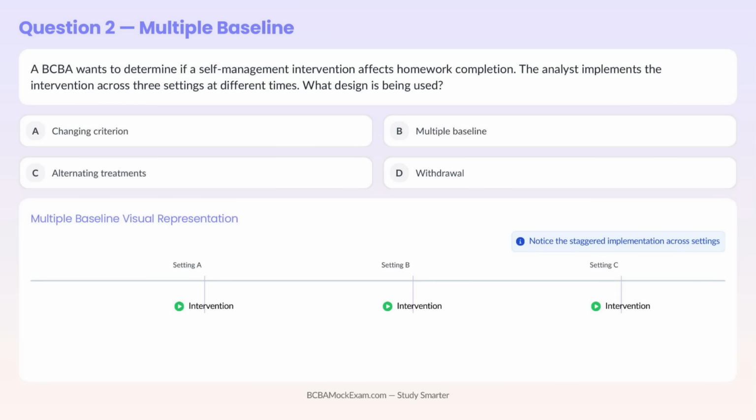Question 2. A BCBA wants to determine if a self-management intervention affects homework completion. The analyst implements the intervention across 3 settings at different times. What design is being used? A. Changing criterion. B. Multiple baseline. C. Alternating treatments. D. Withdrawal. This question focuses on identifying the design that uses staggered implementation across settings.